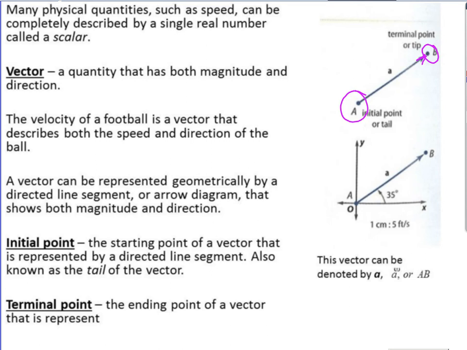When we talk about vectors, they can write it as a bold A, or they can write it with an A with a partial arrow over it, or they can use the endpoints and say vector AB.